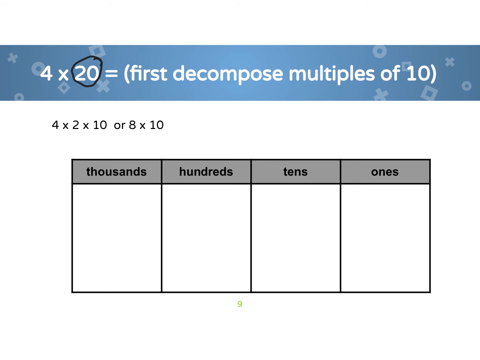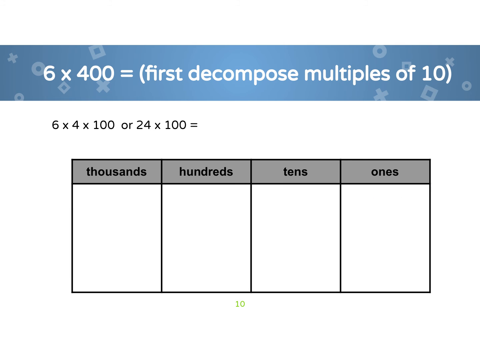Okay, so now we're going to decompose the 20. If I decompose it, I can decompose it to 2 times 10. So down here, and then I can go 4 times 2 equals 8. So then I have 8 times 10. We're just taking the 20 and decomposing it to 2 times 10. And then we have 8 ones, and we multiply that times 10.